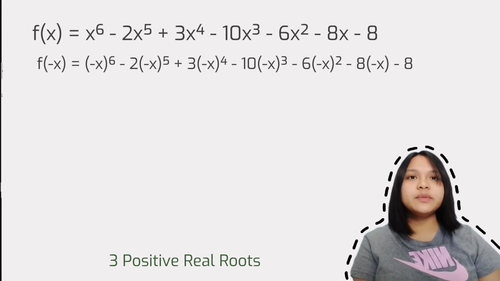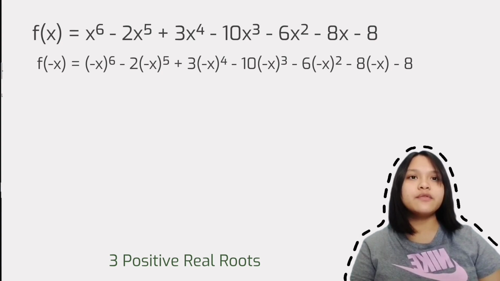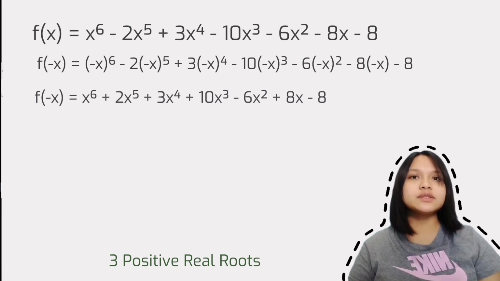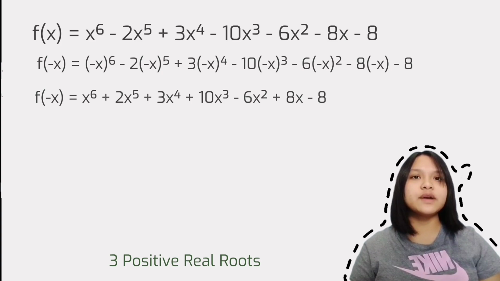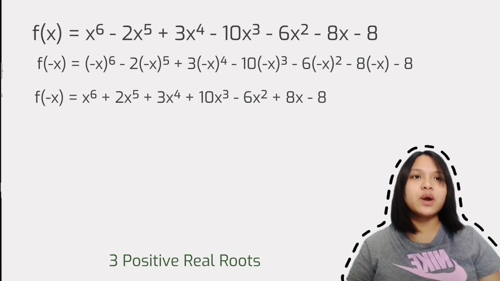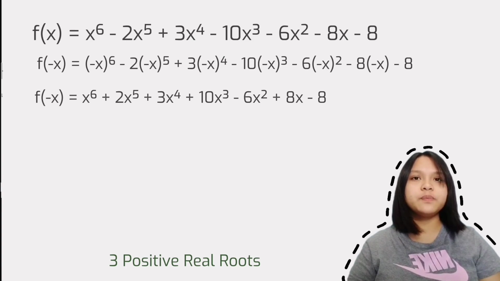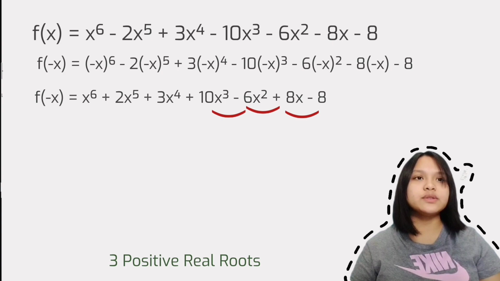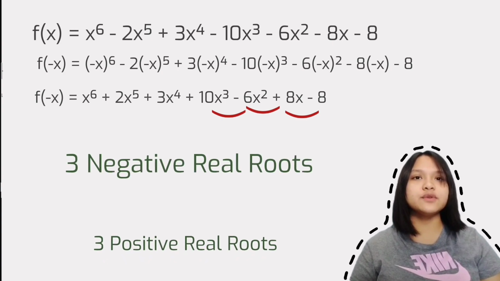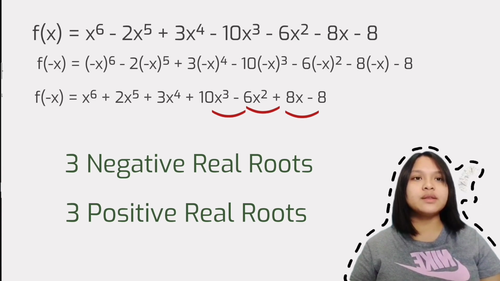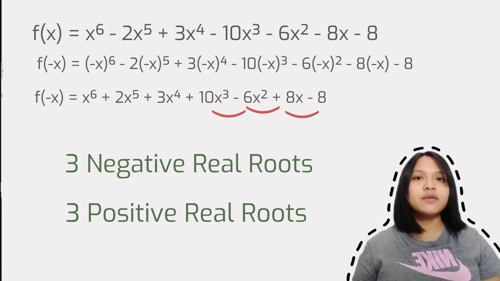Then, we'll simplify each term, so it will be f of negative x is equal to x raised to 6 plus 2x raised to 5 plus 3x raised to 4 plus 10x raised to 3 minus 6x raised to 2 plus 8x minus 8. Since there are 3 sign changes from the highest order term to the lowest, there are at most 3 negative roots. Now, the possible number of positive roots is 3, and the possible number of negative roots is 3.